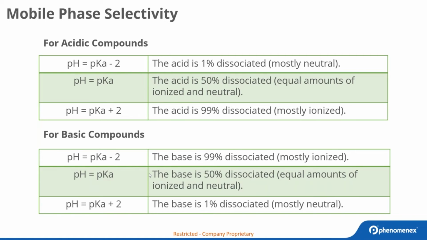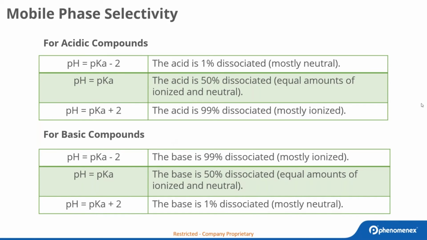This can be done with buffers or additives, right? So what you're going to be looking for is a pH, when you're working with an acid, you ideally want it to be 2 pH units below the pKa of the acid, right? So you're going to do pKa - 2, and that's the pH that you should work with. So the analyte will be mostly neutral. For basic compounds, you want 2 pH units above the pKa of interest.